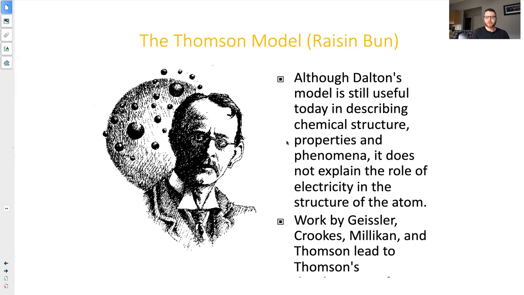Although it's still useful today in describing chemical properties and phenomena, it does not explain the role of electricity in the structure of the atom. The idea is if we have a positively charged core with negatively charged electrons surrounding it, the negatively charged electrons would be attracted and perpetually fall into the positively charged regions. So it didn't really stand up to today's understanding of the theory, but around the 1900s, he was pretty good for that time, and he did discover the electron, so let's give him some credit.